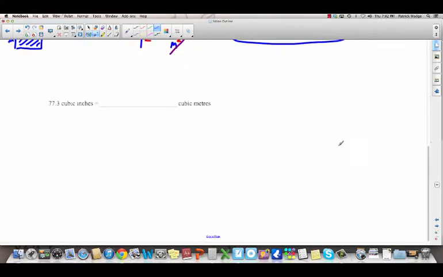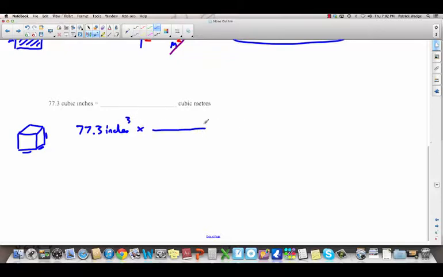Last one's very similar, but this time we're talking about cubic inches. Remember what that means? That would mean a three-dimensional shape. And I can't think of 3 numbers that multiply to 77.3, but this dimension times this dimension times this dimension is 77.3. And we want to change that, cubic inches, to cubic meters. How do we do that? Same sort of thing. Cubic inches, that's the same as inches cubed, times.